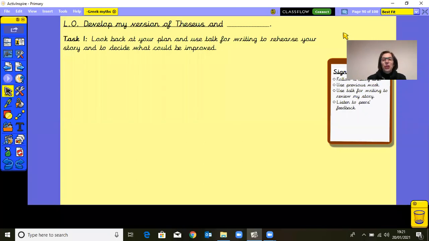Okay, Year 5. So job number 1 this morning. Look back at your plan and use talk for writing to rehearse your story. Obviously, if you were in class, you would be with a partner and you would talk through your plan. However, there are still some ways that you can do it. Maybe there is someone at home that has got a bit of free time and you can talk through your story. Or maybe there's a friend you can contact and have 5 minutes of talking with him or her.